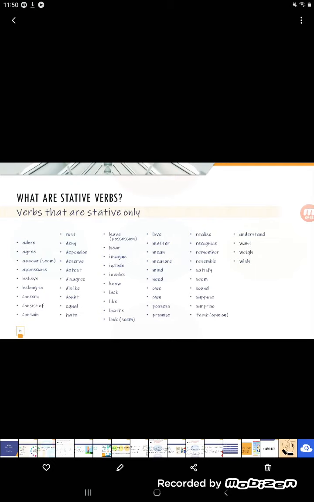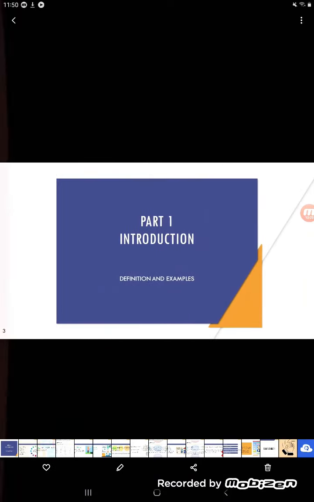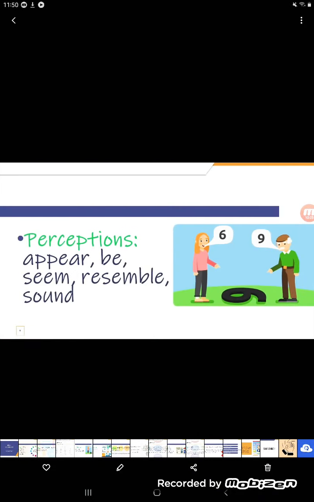think. Here, when you say think, you're talking about the opinion of someone. You ask, what do you think? But you don't say, what are you thinking? So in that sense, it is a stative verb. Understand, want, weigh, etc. So people, these are some of the stative verbs that we have, and in the next video I'm going to talk about the sentences which have these verbs.